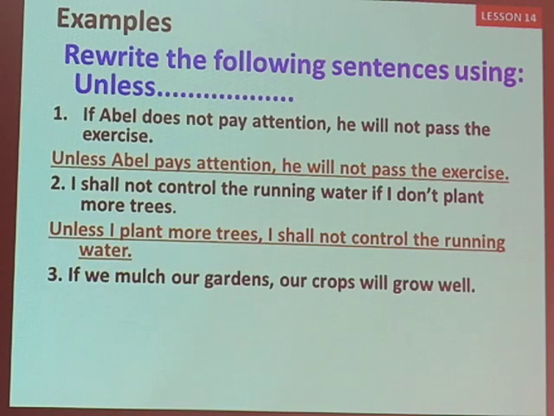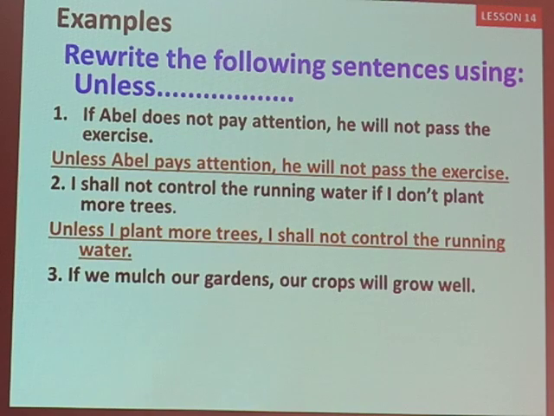Okay, if you mulch your garden, your crops will automatically grow well. Use unless. Remember, in a sentence that is positive, we need to be smart and try to have the negative idea before we can introduce unless. Can't we first change that to negative before we introduce unless? Yes, we can. What will the answer be?